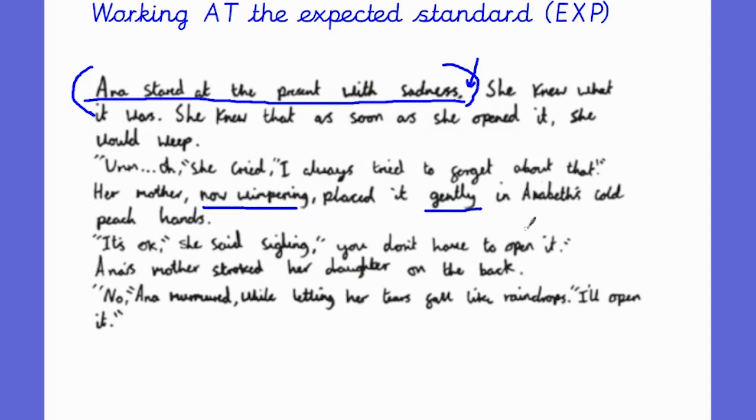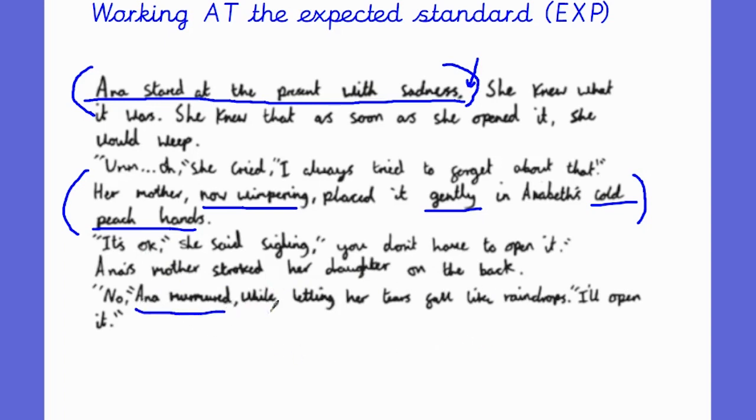So we've got more adverbials here in Annabelle's cold peach hands. Again, lovely description, a lovely expanded noun phrase. An expected child would always be looking to describe things, particularly in a narrative. They're describing settings and people. Correct use of a possessive apostrophe.